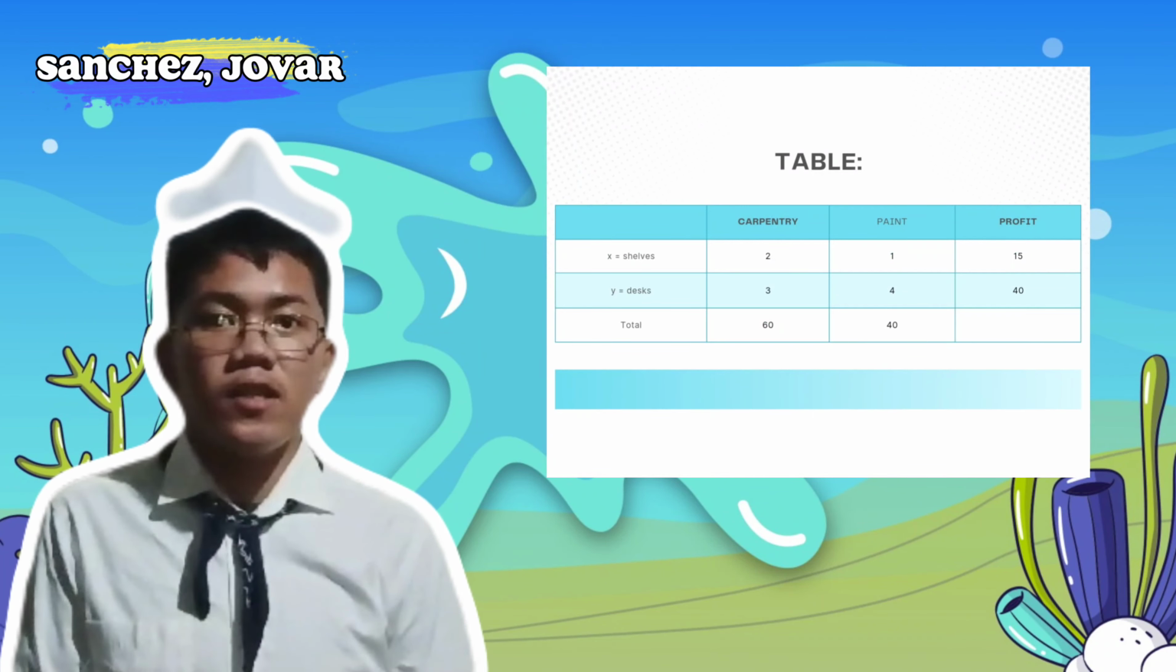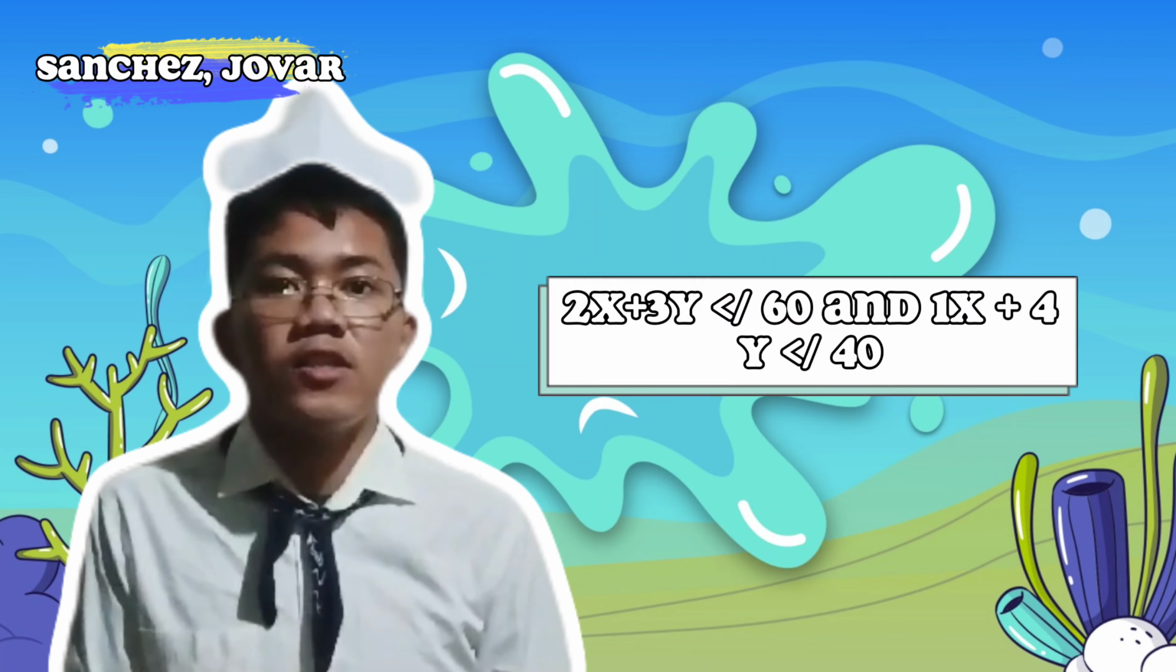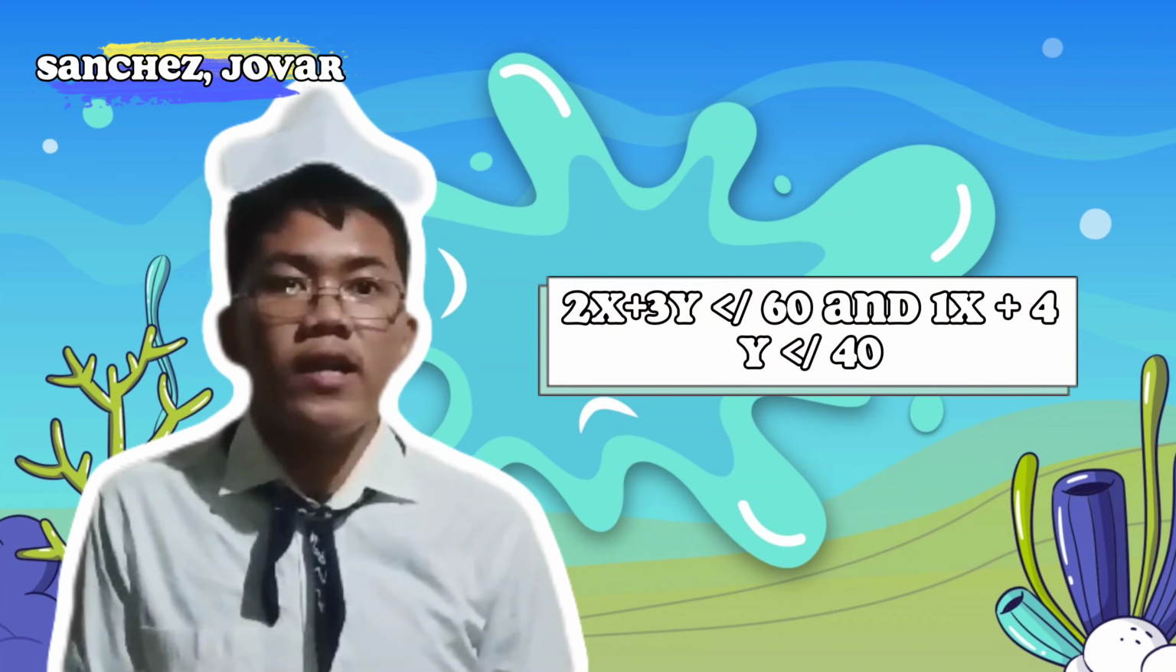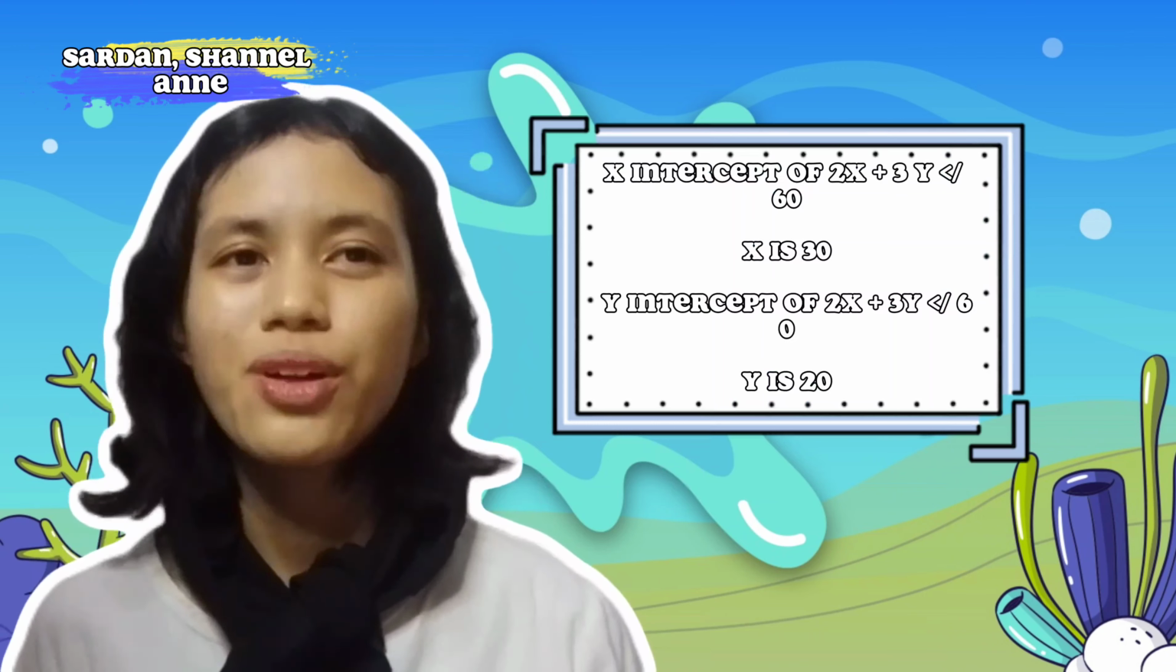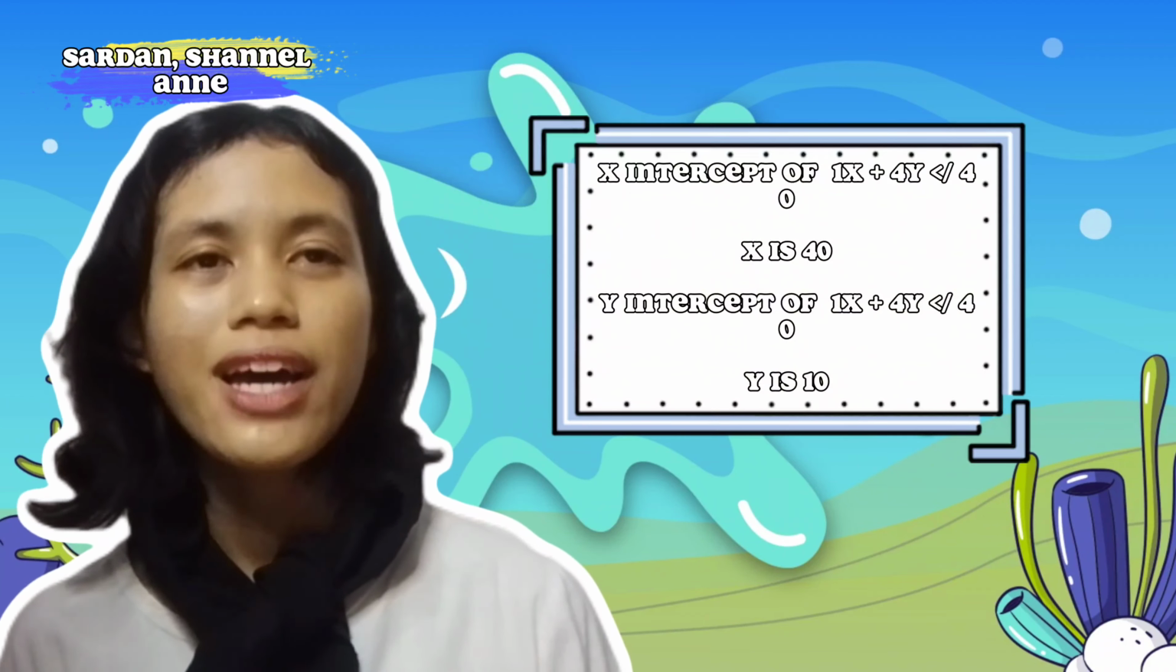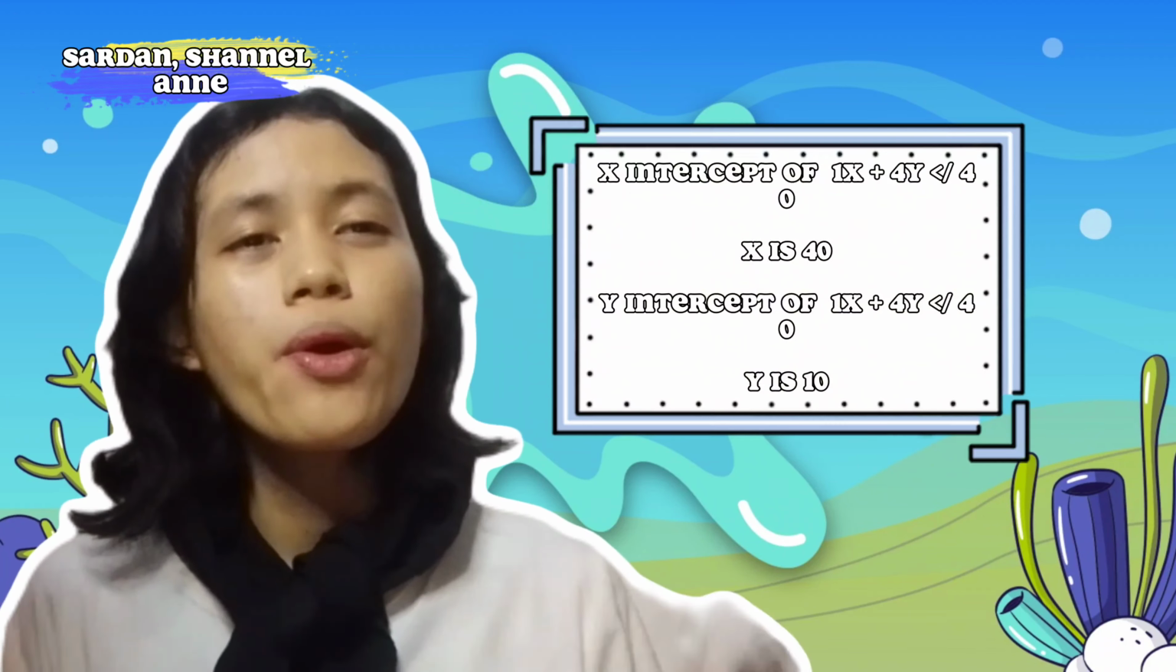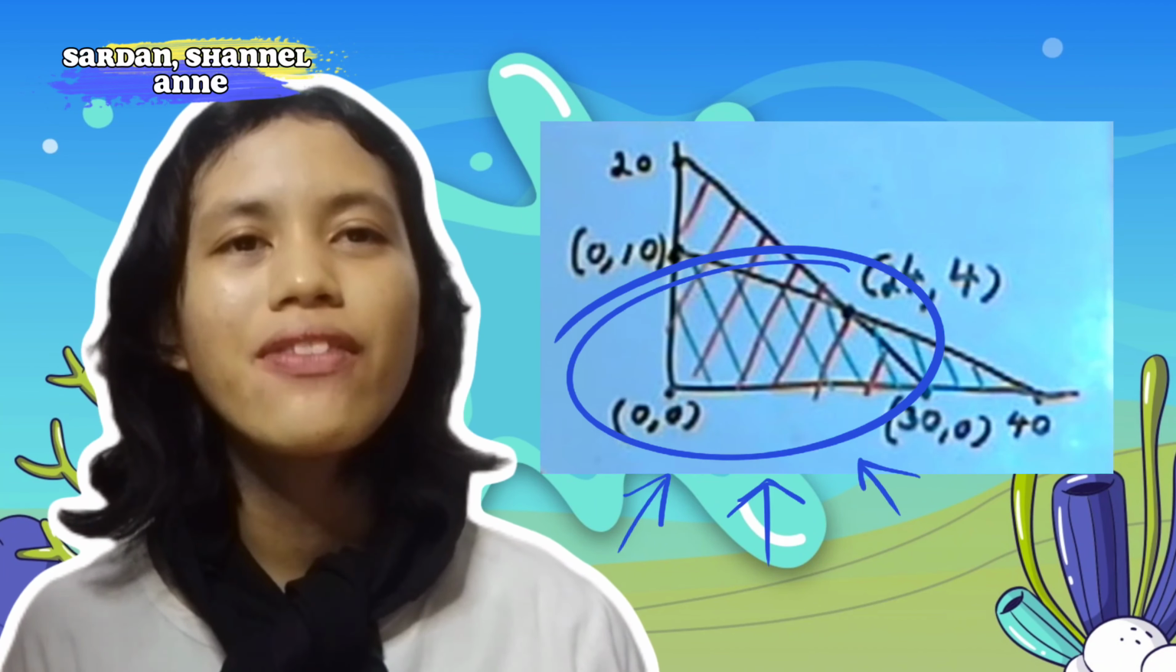Let us organize them using this table. We have our constraints here: 2x plus 3y is less than or equal to 60 and 1x plus 4y is less than or equal to 40. We'll be finding the x and y intercepts. We'll follow the same process for the second one. The x-intercept is now 40, and the y-intercept is 10. After connecting the two lines, we will then shade both. Now, we will have our feasible region.